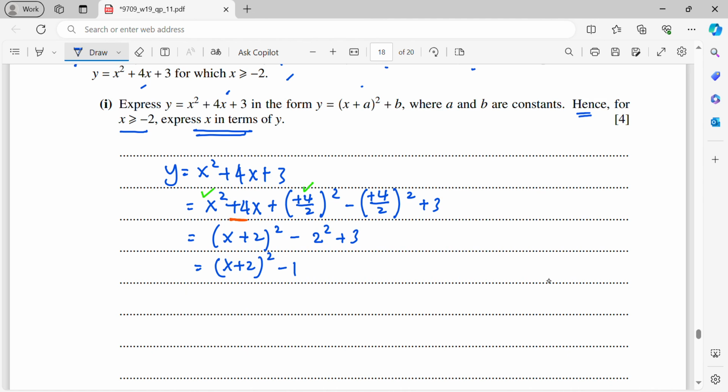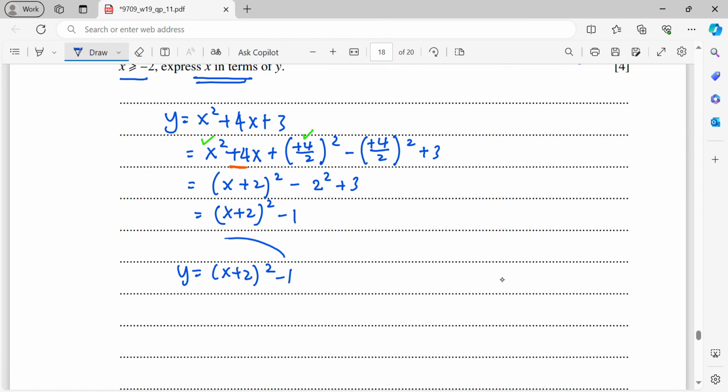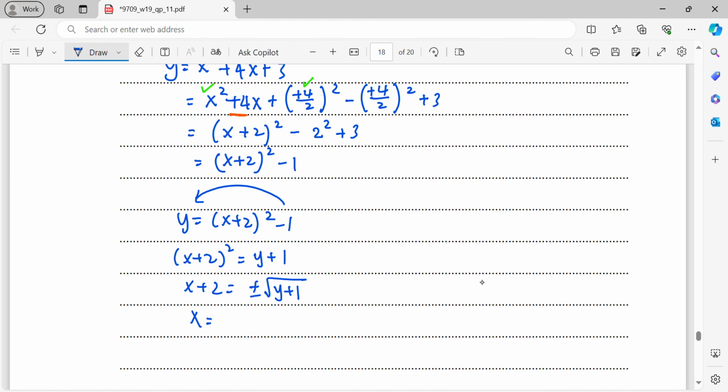And hence, for x greater than or equal to -2, express x in terms of y. So y equals x plus 2 squared minus 1. We need to get x as the subject, so this minus 1 moves to the other side. I write the x first; that will be y plus 1. And now to eliminate the square, I will take plus minus square root of y plus 1. Then my x will be moving the plus 2 to the other side, so it becomes minus 2. Now here I will not write plus minus, I will leave it first. So then how do I choose a plus or minus?